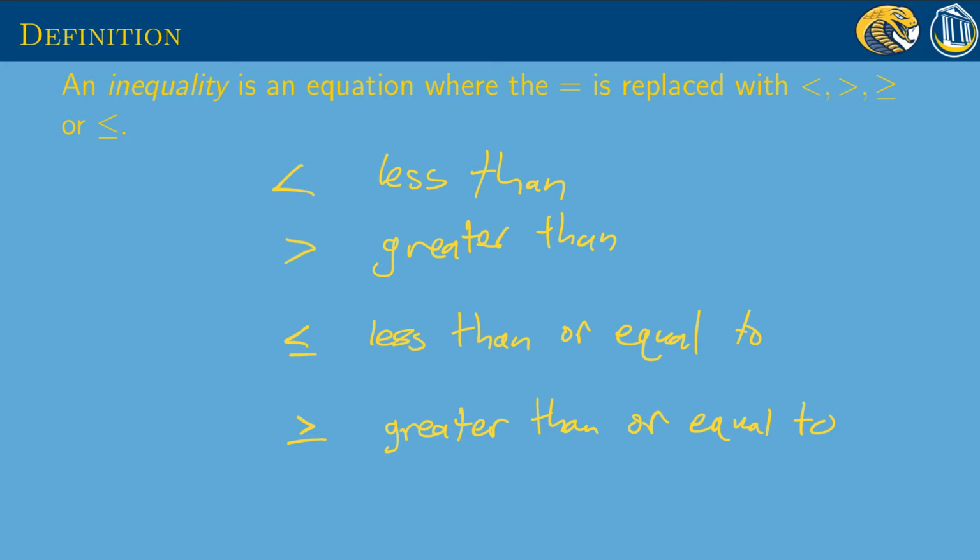Until you're familiar with these, we can remember them by thinking if we have two numbers and an inequality, we can think of this as an alligator trying to eat the bigger number. Excellent.